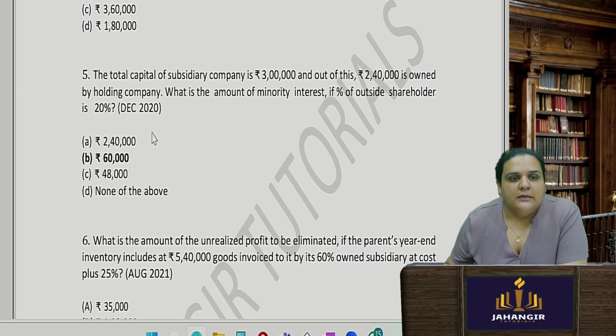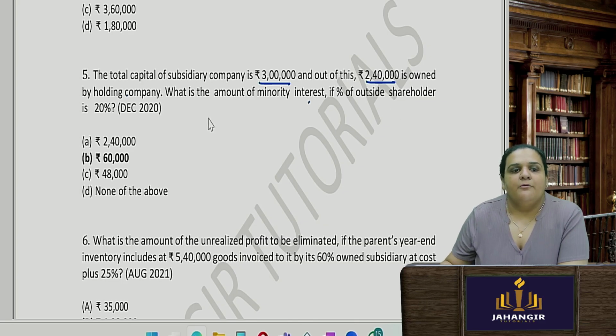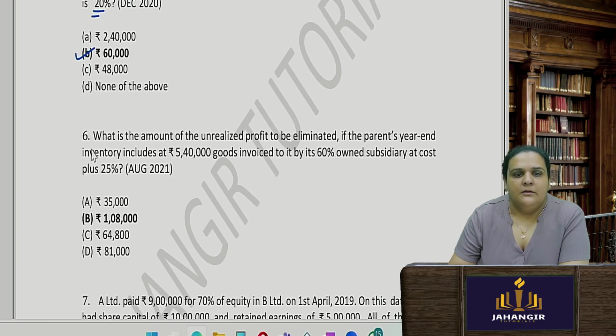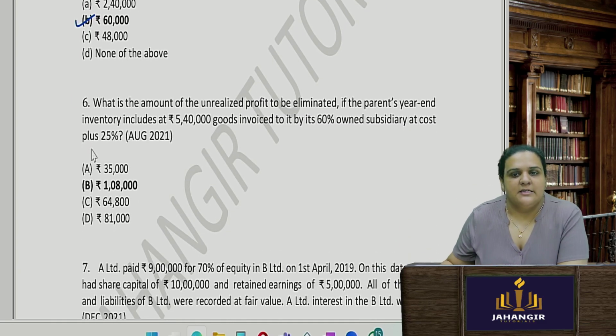Next question. The total capital of the subsidiary is rupees 3 lakhs. Out of that, 2,40,000 is given to the holding. What is the amount of minority interest if the percentage of outsider shareholding is 20%? So simple. So 3 lakh into 20%, 60,000 here. Okay, this is just to clear your concepts.